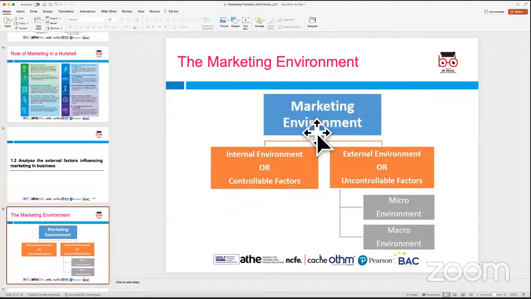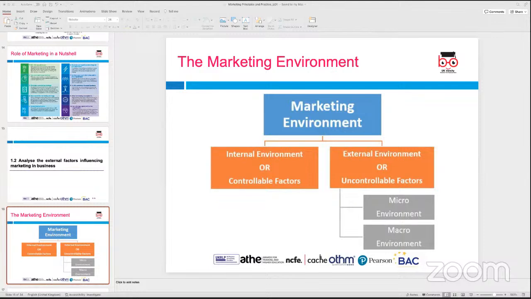So marketing environment means anything which can affect the business internally from inside or externally from outside. There are these two kinds of factors that we need to consider. Now, further, when we talk about external factors, they could be micro and macro. Micro factors tend to be very specific to a company and can influence the operations of a particular company.